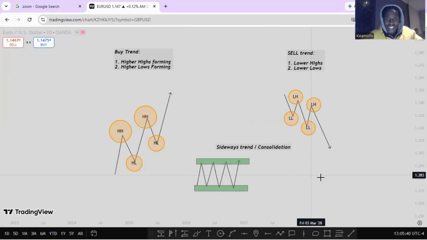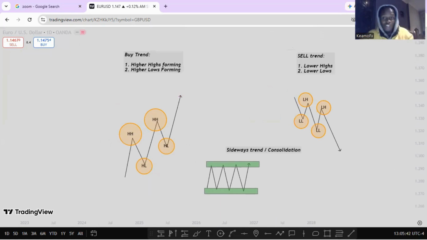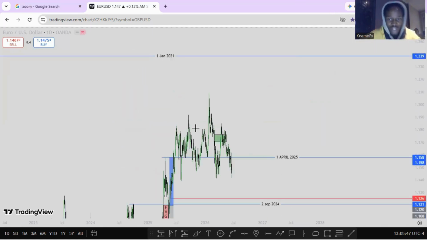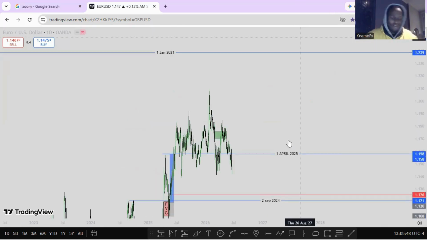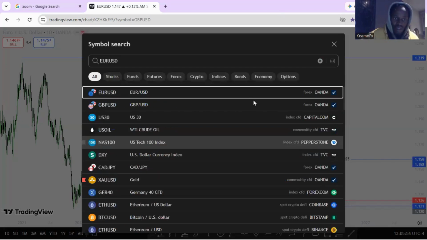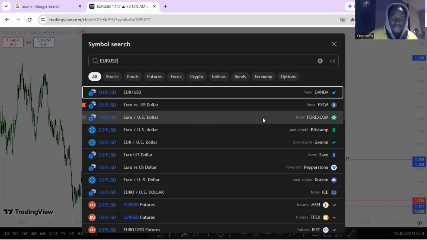And please take a screenshot of this, or I'll take a screenshot of this and send it to you as well if the video doesn't make sense. But yeah, now let's dive straight into the chart and look for live examples. So let me go into a separate Euro USD chart without drawing so that I don't complicate things for you guys, right?